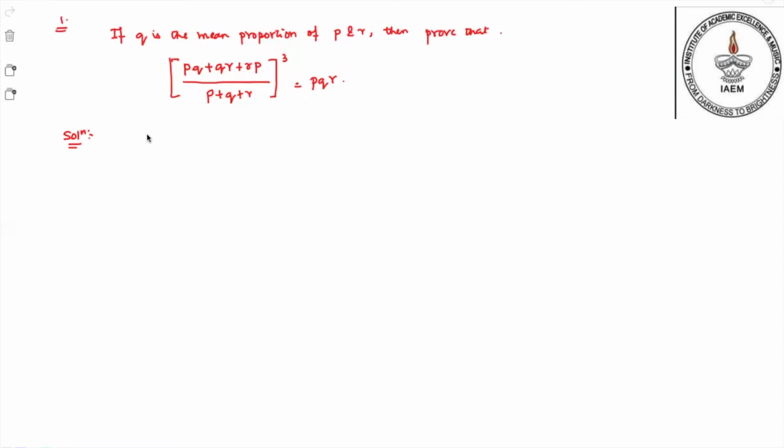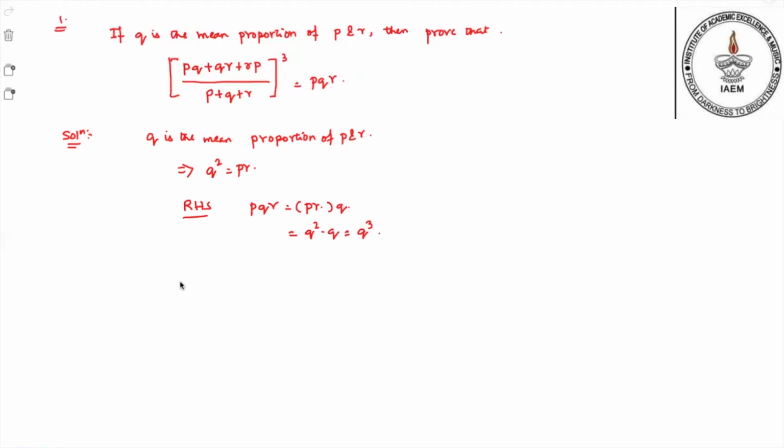Now in this sum, since Q is the mean proportion of P and R, it implies Q square equals PR. So if we look at the RHS, where we have PQR, which can be written as PR into Q, this becomes effectively Q square into Q, which is Q cube.